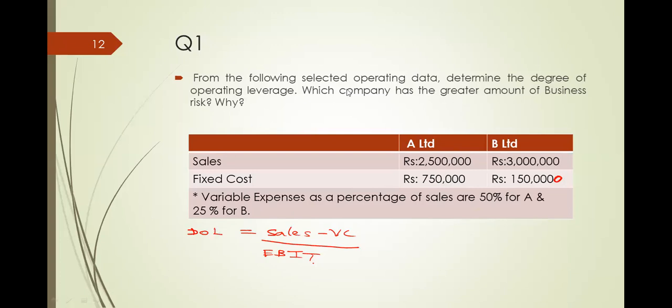We have been requested to calculate the degree of operating leverage as we discussed. It can be calculated using this equation: sales minus variable cost divided by earnings before interest and taxation. Here we have not been given the earnings before interest and taxation. So based on the given details, we need to calculate the operating profit. Operating profit is the earnings before interest and taxation. It can be calculated by deducting total cost, that means fixed cost and variable cost, from the sales. Fixed cost has been given, variable cost can be calculated based on the given percentages. That's what we did.